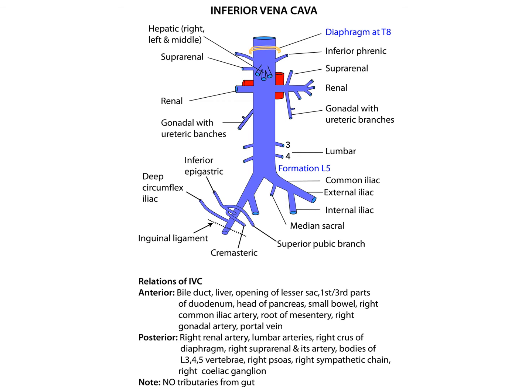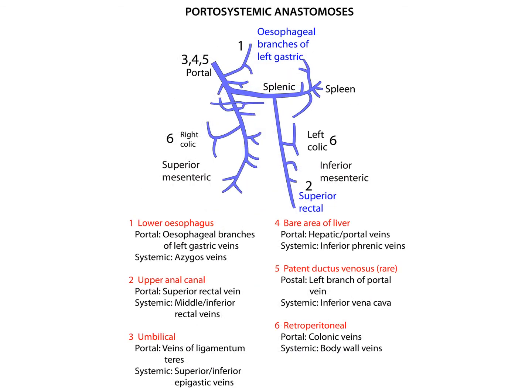A number of structures cross anteriorly to the IVC, including the bile duct, the liver, the opening of the lesser sac, the first and third parts of the duodenum, the head of the pancreas, the small bowel, the right common iliac artery, the root of the mesentery, the right gonadal artery, and the portal vein. For the sake of emphasis, just let's repeat that there are no tributaries from the gut directly draining into the inferior vena cava. Now let's have a word or two about the portosystemic anastomoses.